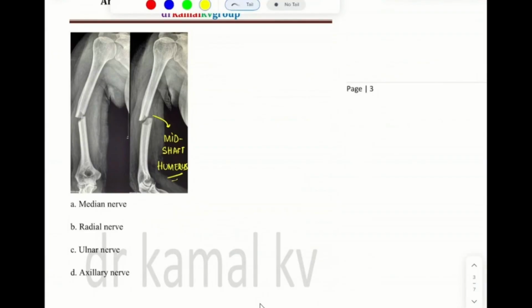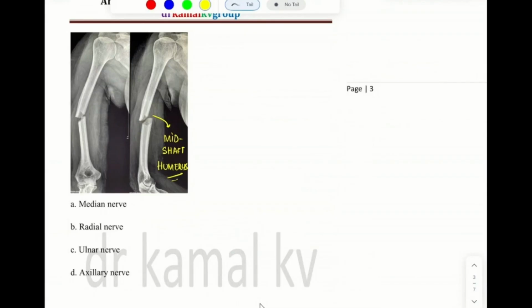Now, if we know the anatomy of the radial nerve, it comes from the posterior cord, descends down like this, crosses behind the humerus and lies laterally. So this is the course of the radial nerve. Now, why is this anatomy important? Because at times the radial nerve can get injured because of this fracture.